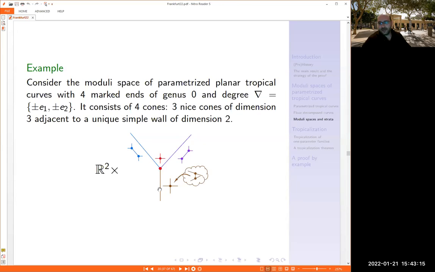So again, we have a nice cone whose image looks like just a curve with a 4-valent vertex, but we're talking about parameterized tropical curves, and the parameterization is 3-valent, like in this picture. And these 3 cones are joined at a vertex that indeed parameterizes curves with a unique 4-valent vertex. Okay, so this is a simple wall, R2 times this red vertex is a simple wall, and these 3 times R2, they are nice cones in this baby example. Any questions?